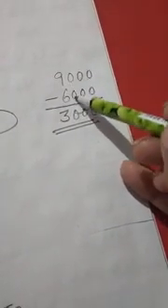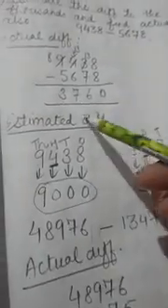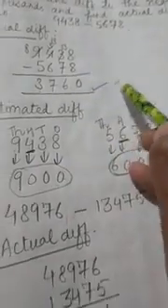And how to find out the estimated difference? 9000 minus 6000. 0 minus 0, 0. Here 0 minus 0, 0. 0 minus 0, 0. 9 minus 6, 3. So we got the estimated difference as 3000, and the actual difference was 3760.